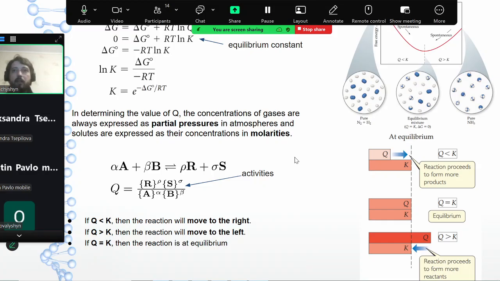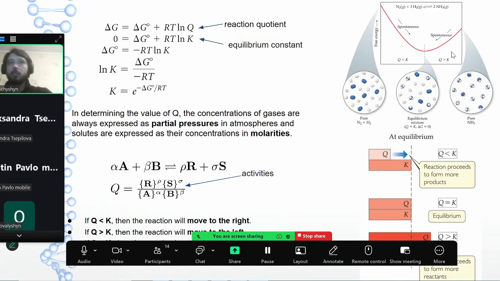If Q is less than K, then the reaction has a tendency to move to the right. If it is greater than K, then the reaction will move to the left. If it is equal, the reaction is in equilibrium. So here's an example. All reactions tend to go to some sort of minimum of this G, the Gibbs free energy. If Q is less than K, then the reaction is spontaneous this way and tends to go here. If it is greater than K, then it is spontaneous in this direction and tends to go here once again.